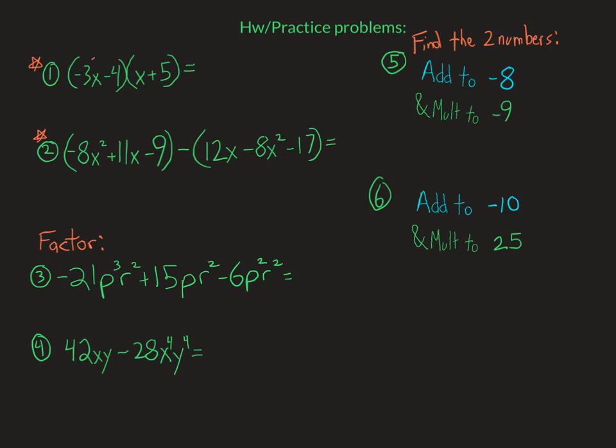All right. Can dive in real quick. Negative 3x squared minus 15x minus 4x minus 20. Put them together, negative 19x.